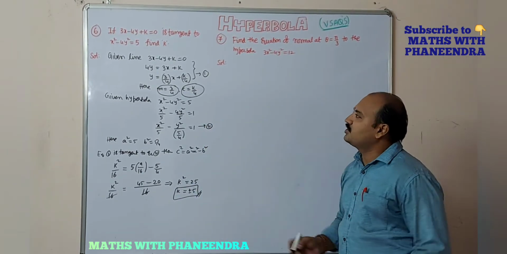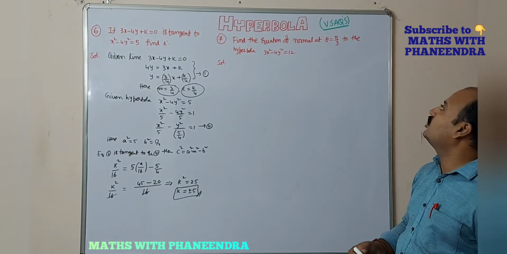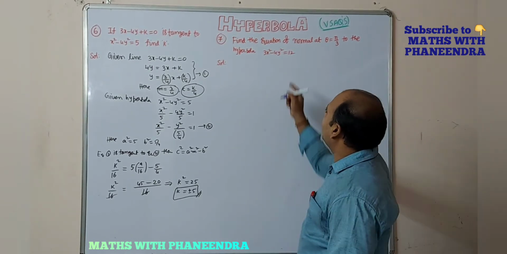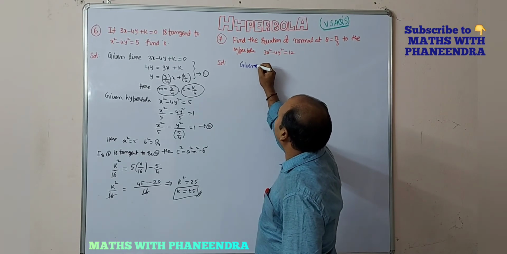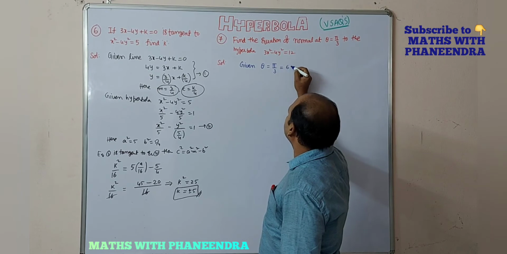Now come to question number 7. Find the equation of normal at theta equal to pi by 3 to the hyperbola 3x square minus 4y square equal to 12. So given the eccentric angle theta is equal to pi by 3. Pi by 3 means 60 degrees.